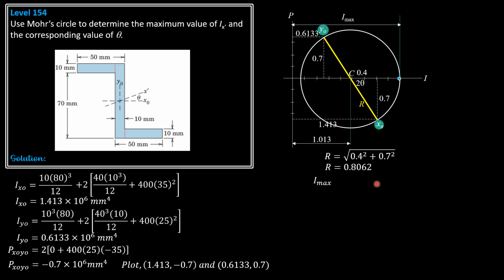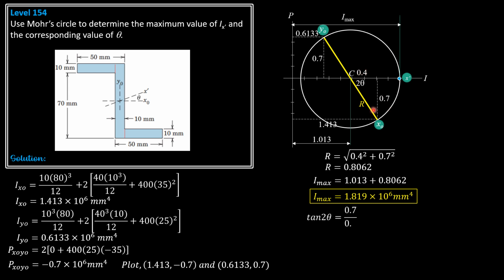Then the maximum moment of inertia is center 1.013 plus radius 0.8062. So I max is equal to 1.819 times 10 to the 6 millimeters to the fourth. Then for the value of theta, tangent of 2 theta counterclockwise, 0.7 over 0.4. Then arctan of 0.7 over 0.4 divided by 2, that's the value of theta. So theta is equal to 30.13 degrees.